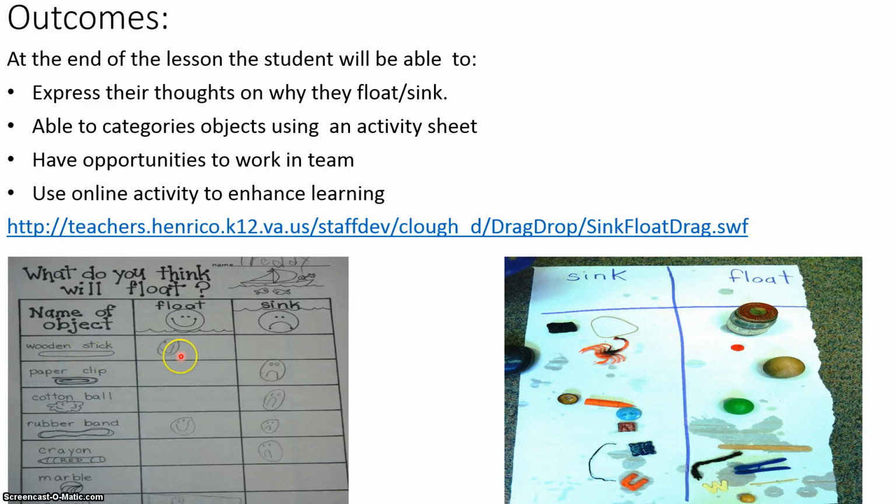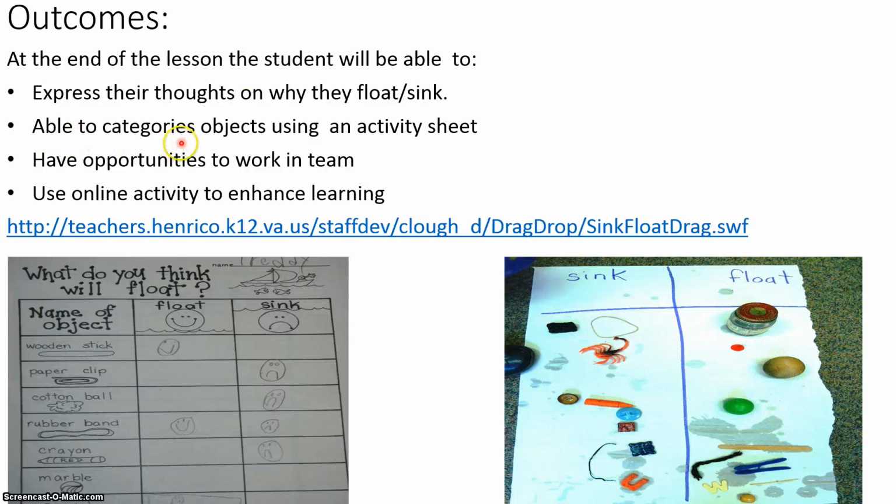put the object there, and they can just make a smiley face and a sad face. If it's a smiley face, that means it floats. If it's a sad face, that means it sinks. Or, if they are not able to write, then they can just draw a line in between and differentiate by keeping the objects on the side. Like these plastics and the crayons which sink, they keep on this side, and the objects that float, they can keep on the right hand side.